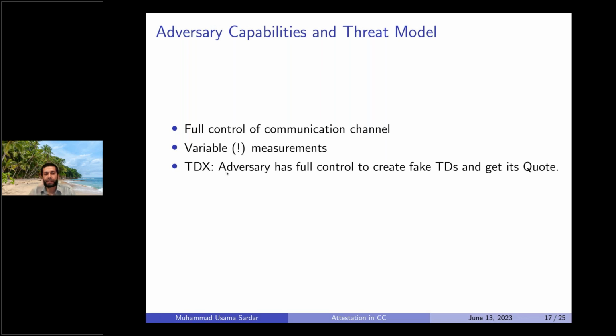And specifically for TDX, the adversary has full control to create fake TDs. TD is Intel's terminology for virtual machines. And quote is the specific name for the evidence. So basically this means that the adversary can create a fake VM in parallel to a genuine VM, and for the fake TD it can get its evidence, and then send it over to the verifier, which now has the responsibility to check which one is fake and which one is the real one.